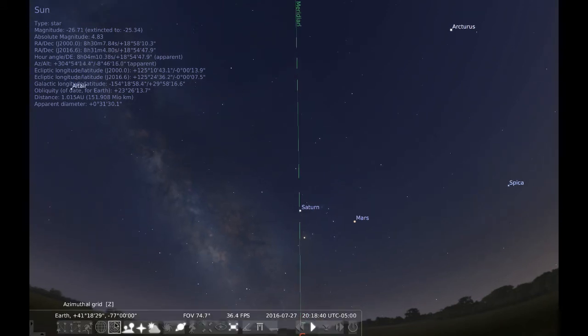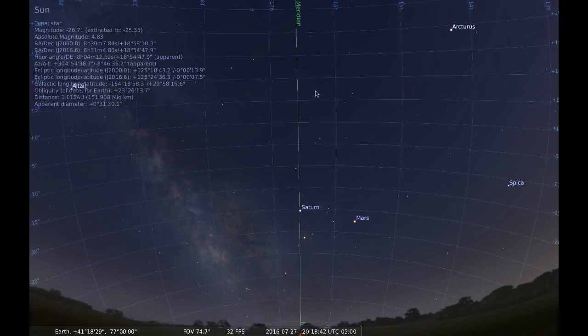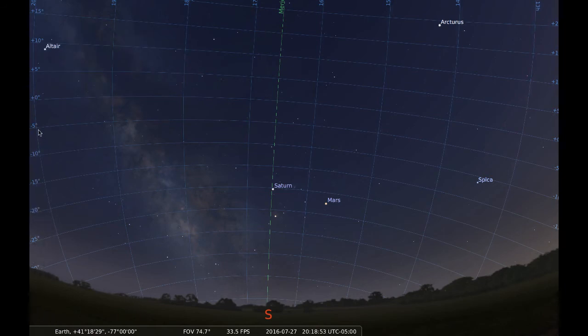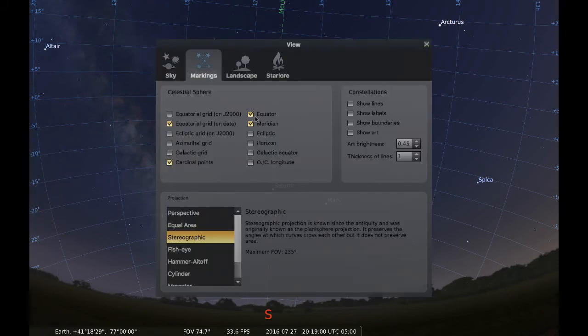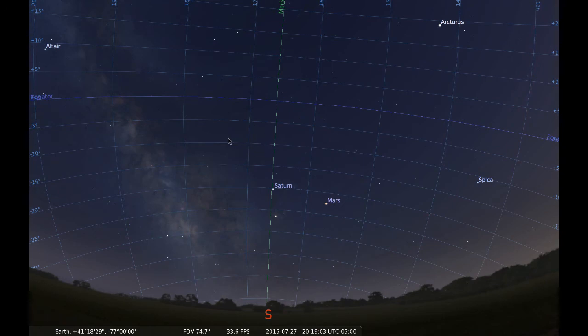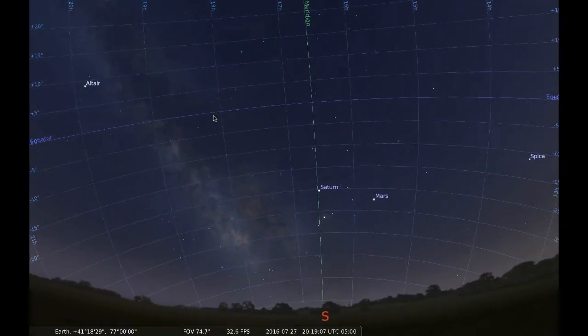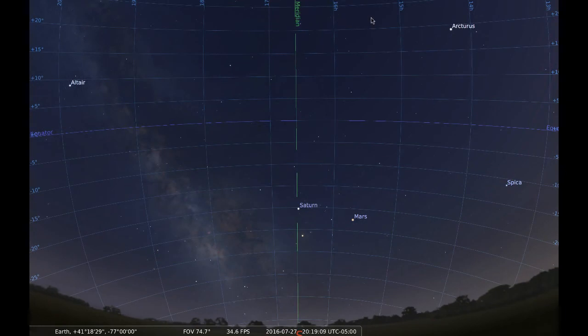So if I turn on the equatorial grid, this shows me the grid of right ascension and declination, what I sometimes call celestial longitude and celestial latitude. So you can see those numbers over here. The celestial equator is at 0, so it's that line right there. I can highlight it a little bit more clearly if I turn on the local equator. All right, so there's the equator right there. That's declination 0. And then you can see the right ascension circles up here. So there's 15 hours, 16 hours, 17 hours, and so forth.